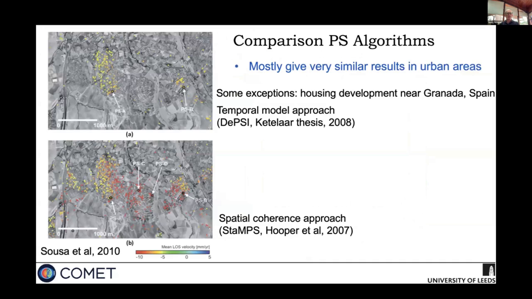Yeah, here's just one comparison. Well, I guess the main message is that in urban areas, you get similar results using both approaches. So there have been a couple of studies of this. This is just showing one. And there are occasional exceptions. So this was an example of a housing estate. It was a new housing estate, and for whatever reason, it showed up better in the spatial approach than the other approach. But actually, in most cases, you get the same results. So don't worry too much about that.